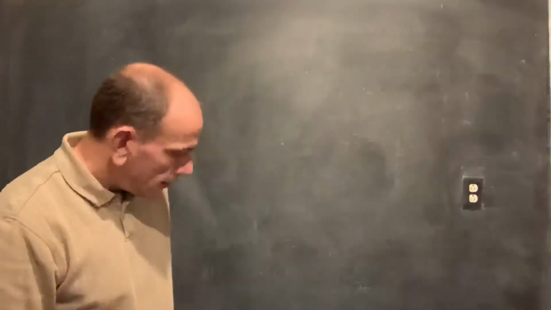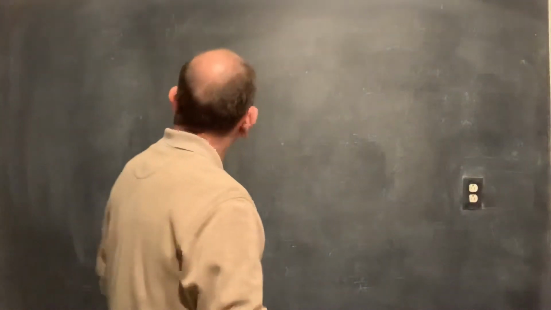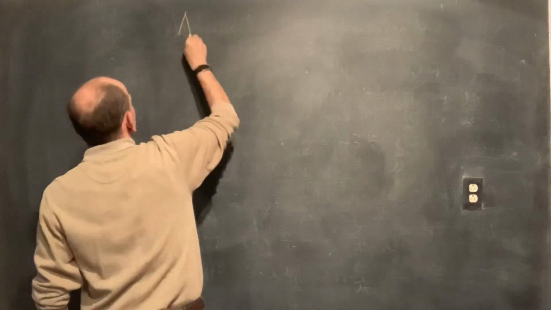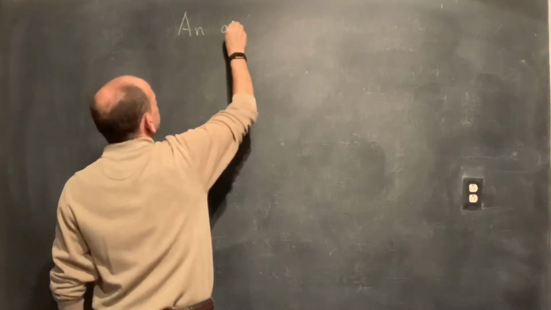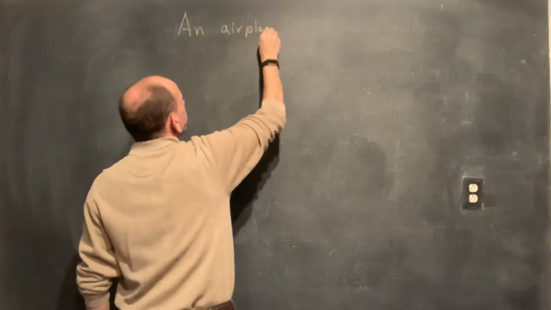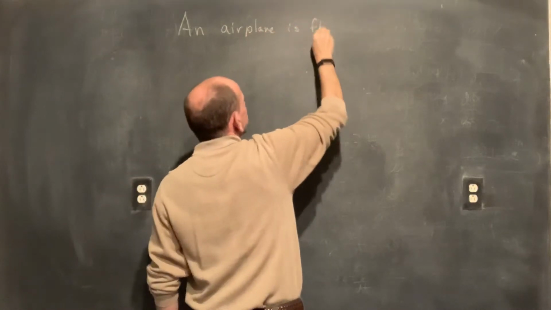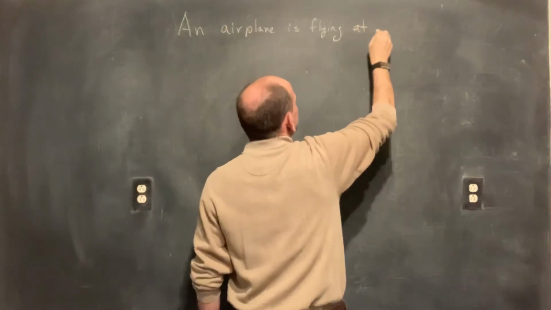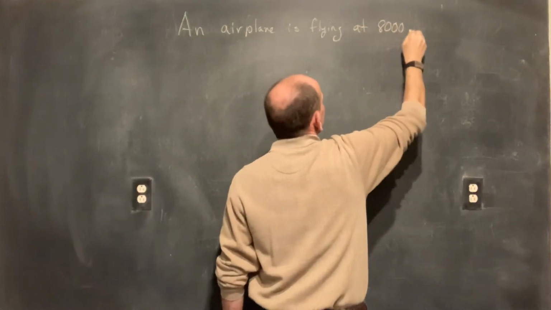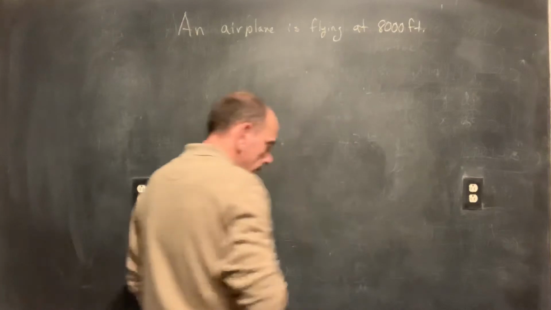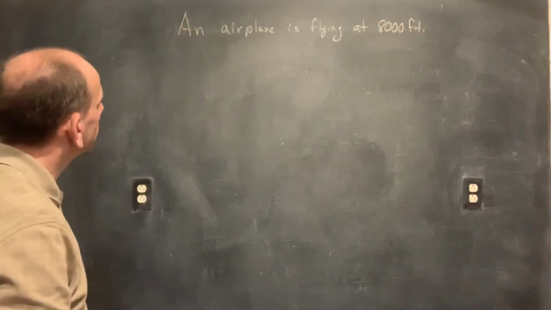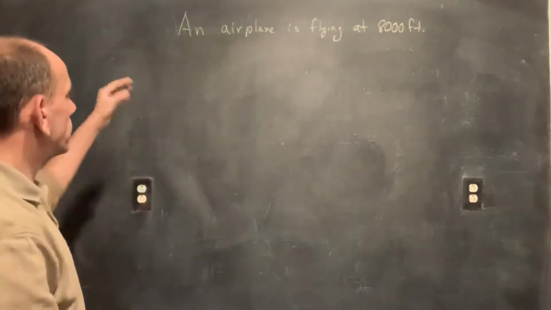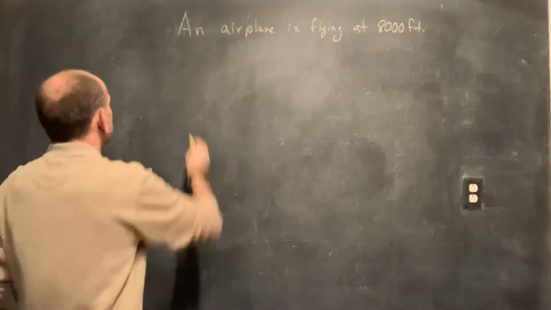All right, let's try an airplane. An airplane is flying at 8,000 feet. It's flying at 8,000 feet horizontally.